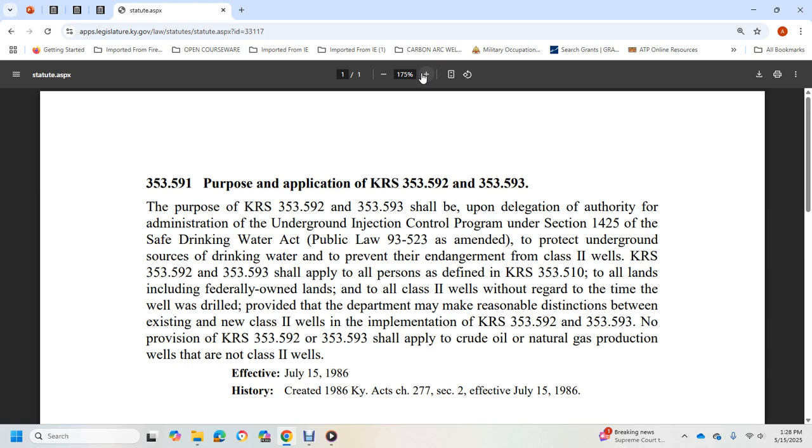Implementation: Kentucky Revised Statutes 353.592 and 353.593. No provisions of KRS 353.592 or 353.593 shall apply to crude oil or natural gas production wells that are not Class 2 wells.